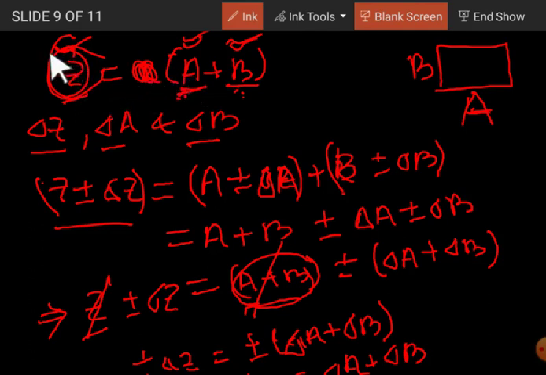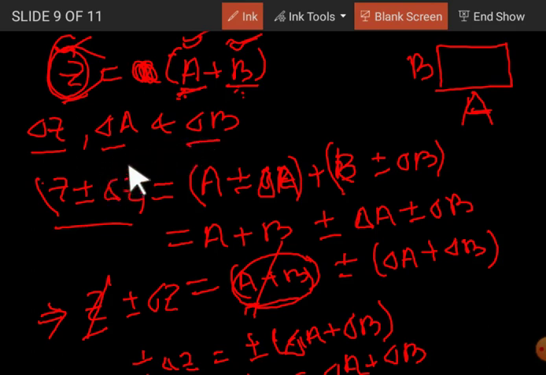Suppose we have a physical quantity z, which is expressed as a sum of another two physical quantities a and b. Let delta z, delta a and delta b be the absolute error in the measurement of these three different physical quantities z, a and b respectively. What are these? Delta z, delta a, delta b are the absolute error in the measurement of z, a and b respectively.